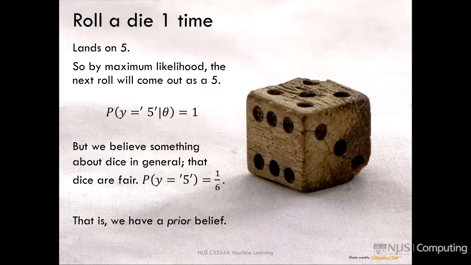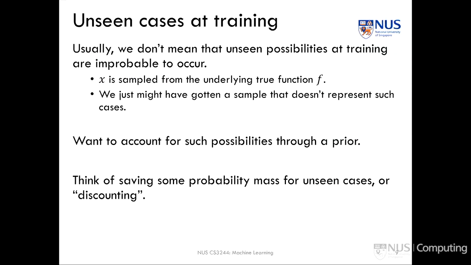But of course, this doesn't really reflect any type of useful reality, because when we see a 6-sided die, we believe something about dice in general, that most of them are pretty fair. Maybe not this particular die that you see here, but there's some probability that it's not going to be 5. Maybe we'll just assume that it's a fair die, and the probability of landing on the 5 is just 1 out of 6.